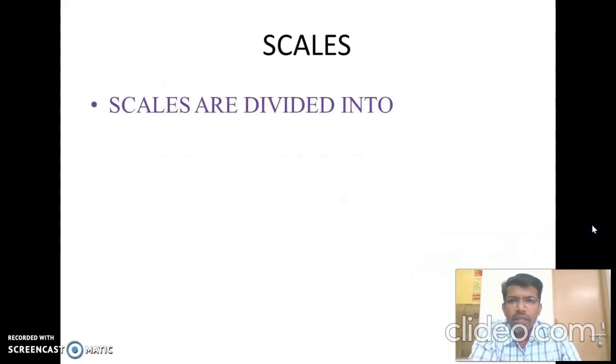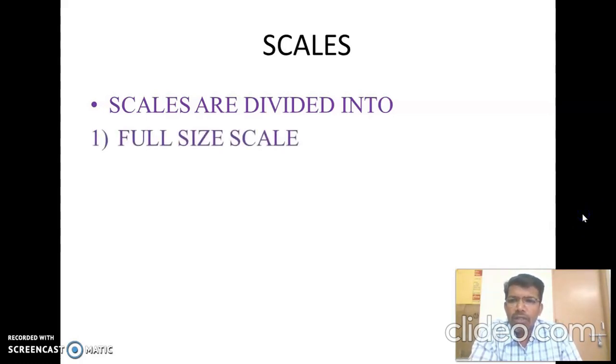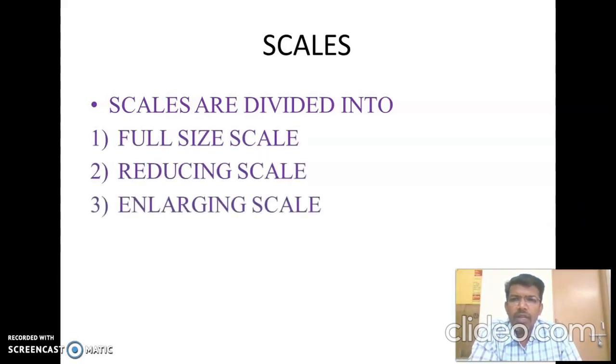So let us see what the different types of scales are. The scales are divided into the full size scale, the reducing scale, and the enlarging scale. Full size scale is 1:1. Reducing scale is used when you have a large object, which has to be reduced to fit your drawing sheet. Enlarging scale is used when you have a very small, minute object, which is enlarged in such a way that it can be seen very clearly.